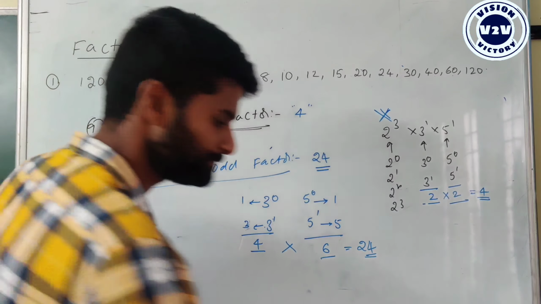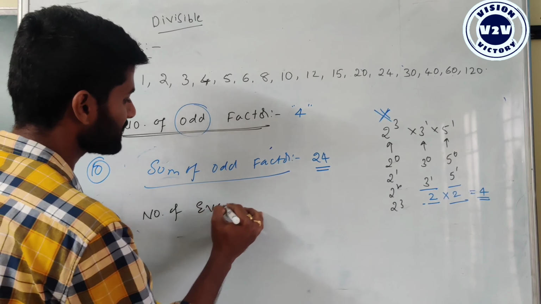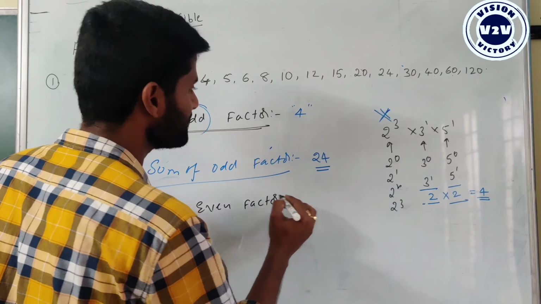Clear? For example, one more example, 11th question, number of even factors. If you want to calculate the even factors, we can go with even to odd, even to odd, so we get 2 types of calculation, but it is simply a waste of time. Why? Because a factor is a combination of even number and odd number. We already calculated the total number of factors previously: the total number of factors is 16. Out of 16, the total number of odd factors is 4, but we need to calculate the even factors.